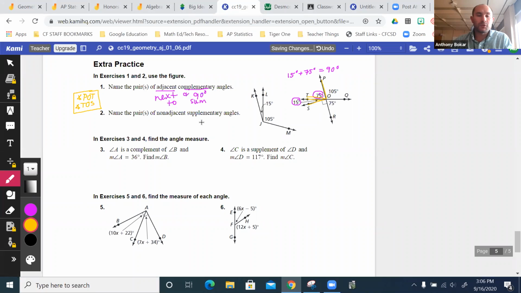Okay, so let's just do another one here. Non-adjacent supplementary angles. So non-adjacent means not next to each other.